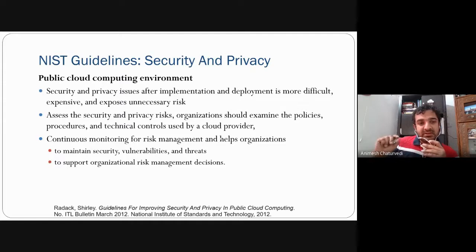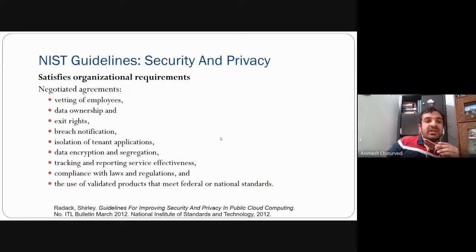Then there's the third point: continuous monitoring of risk management helps the organization. From the starting point and throughout the life cycle, there should always be continuous monitoring of security, risk, and privacy, so that you can monitor risk, vulnerability, and threats. Then thereafter, there is a requirement of maintenance of organizational risk that will help in taking decisions, and this satisfies the organizational requirement. What does it mean to satisfy the organizational requirement?